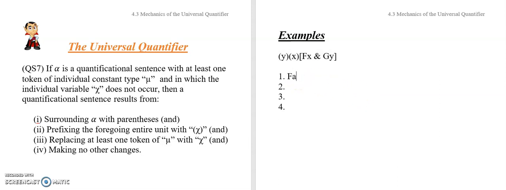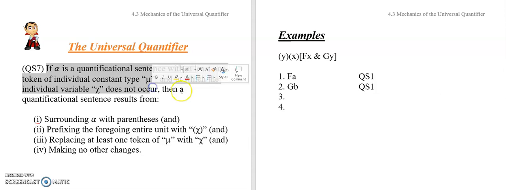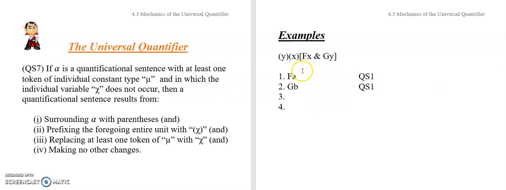Okay, hopefully you've had a chance to pause and think on this. But we're going to do QS1. GB is going to give us Q, and again, I want to emphasize, we are using sentences here, not forms. Do not make this an X, do not make this a Y. Our rule says it's got to be a quantificational sentence, not a form. 4.1, not 4.2.